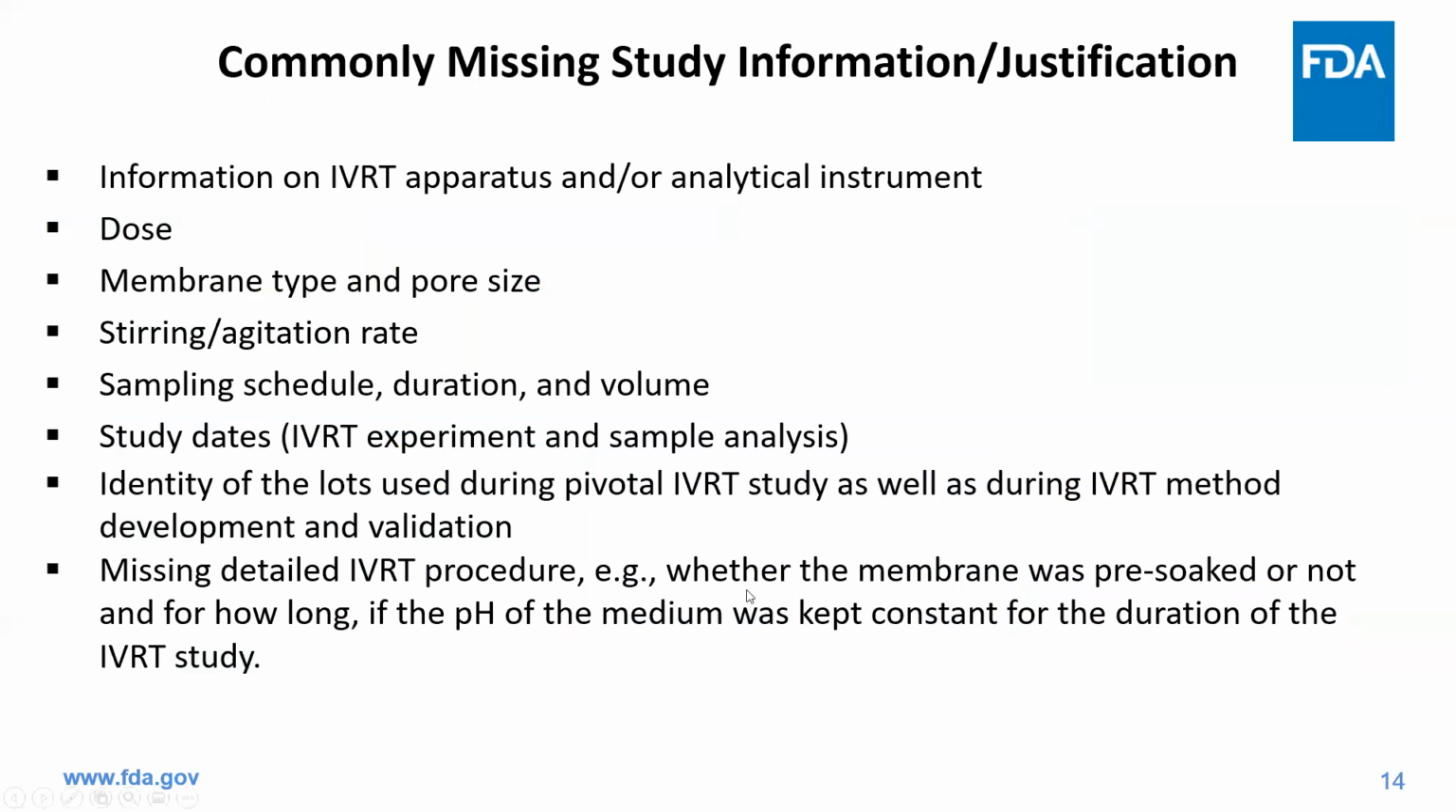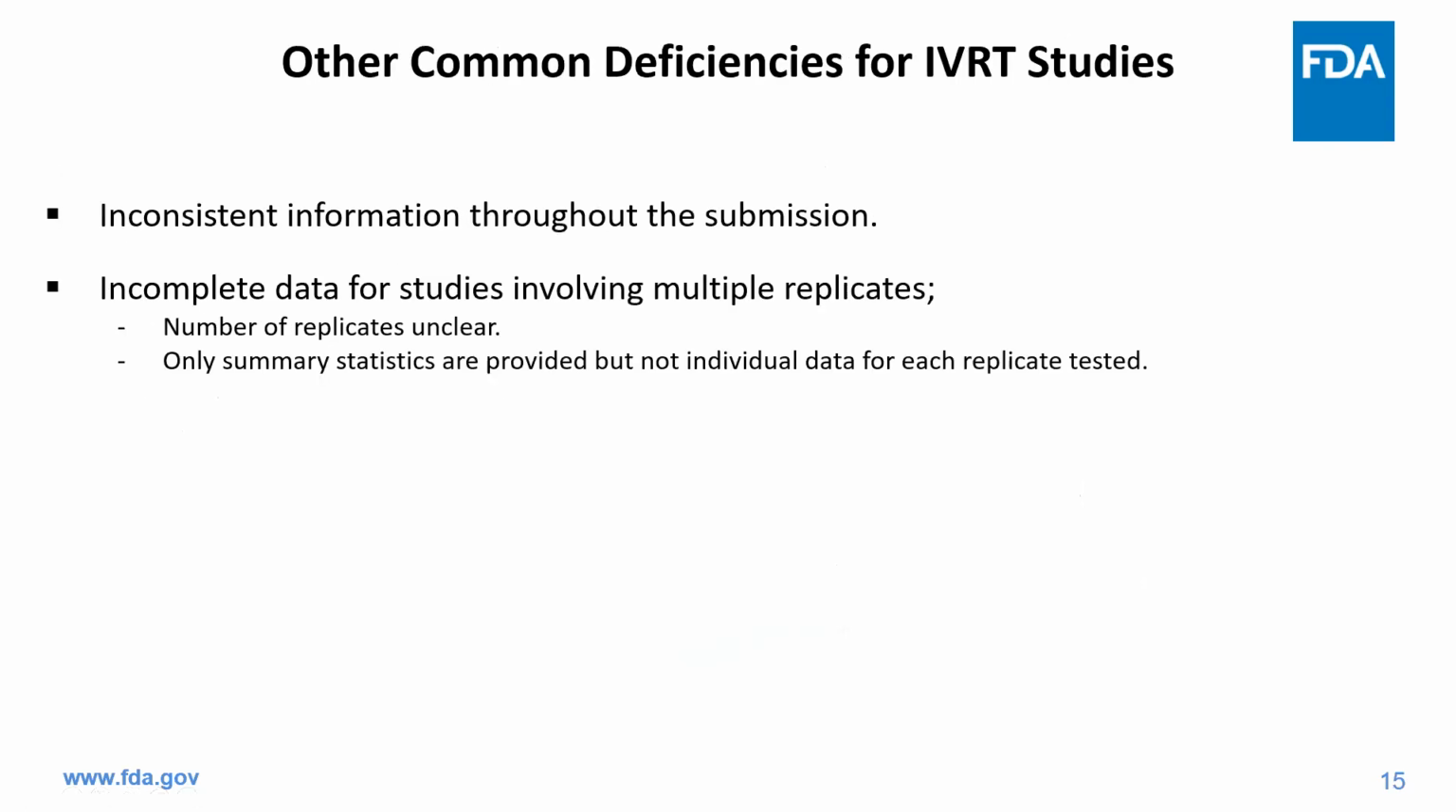Looking a bit more detailed at some of this missing information, like information on the IVRT apparatus used and the dose. Sometimes there is missing information on the membrane type, pore size, stirring rate, and sometimes missing information on the detailed IVRT procedure, whether the membrane was pre-soaked or not, for how long, and if the pH was monitored during the duration of the IVRT study.